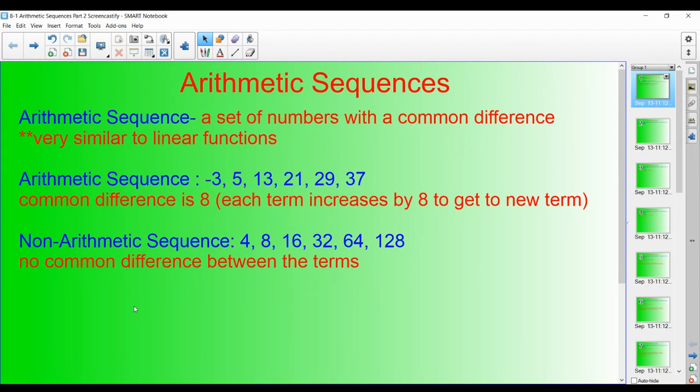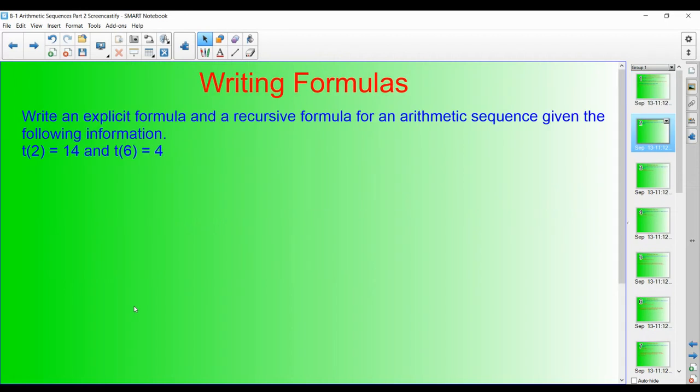So we go up by the same amount each time, either through addition or subtraction. We can go up or we could go down. So a problem might give us that term 2 is 14 and term 6 is 4, and they want us to write equations. So ideally, I'd like term 1. I don't have that. Ideally, I'd like to know the common difference. Don't have that either. So that's problem 1.